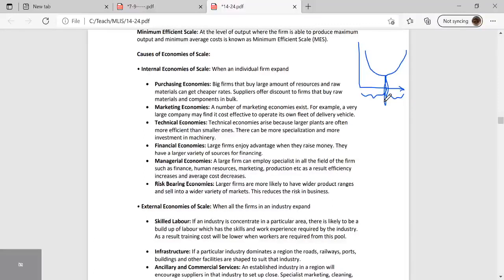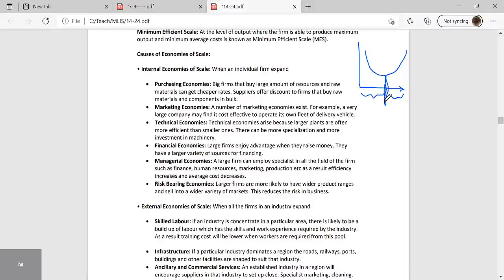Next, we have marketing economies of scale. It means if you can use your marketing techniques, like suppose you have delivery vans, and if you have lots of delivery vans, you can use the body of your delivery van as free advertisement for your company. This will be very cost effective for you, and it will increase the effectiveness of your resources and reduce the cost of production, so average cost will fall.